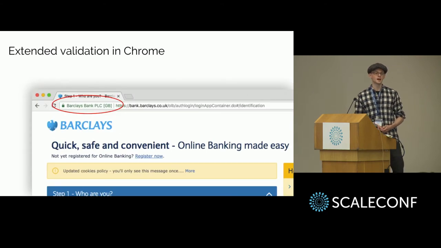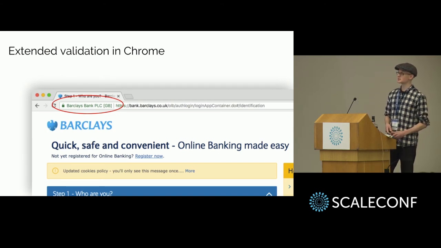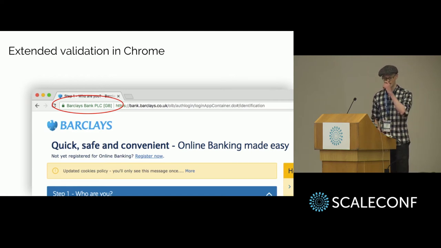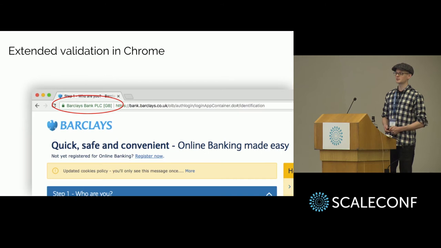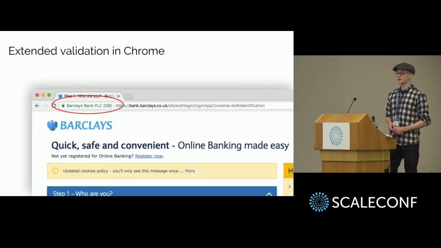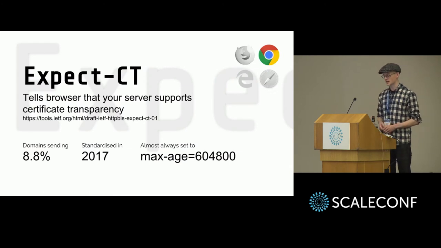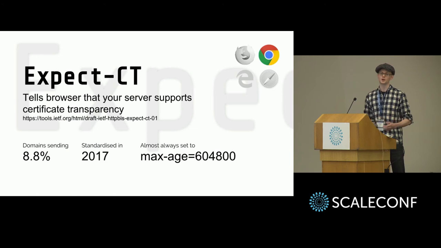So if your website has one of these fancy gold-plated extended validation TLS certificates, these are the certificates that result in your company name appearing in the address bar of the browser, Google now says you cannot have this badge in the URL bar, even if you have an extended validation certificate, unless you enable certificate transparency on your site. So you do this just by using Expect-CT, and you set it to a max age. In this case, it's a week. It's most commonly a week.